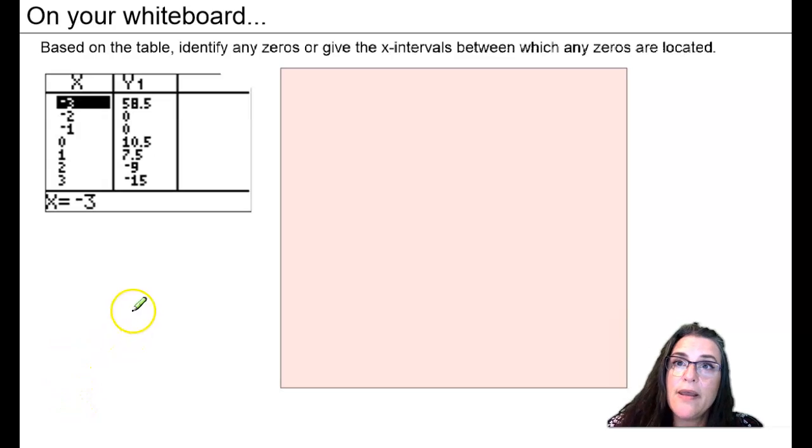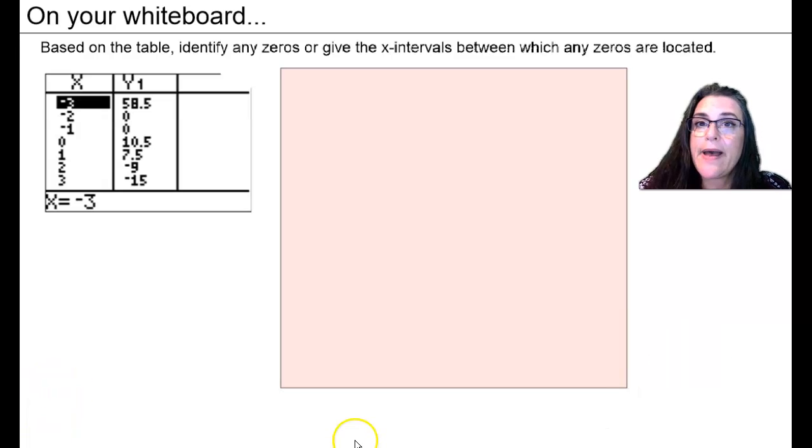Okay, so go ahead and pause the video at this point and try this problem on some scrap paper or on an individual whiteboard if you have one. Based on this table, you're going to identify any real zeros or give the x intervals between which you know zeros must be located. And then you can turn the video back on when you're ready to resume.